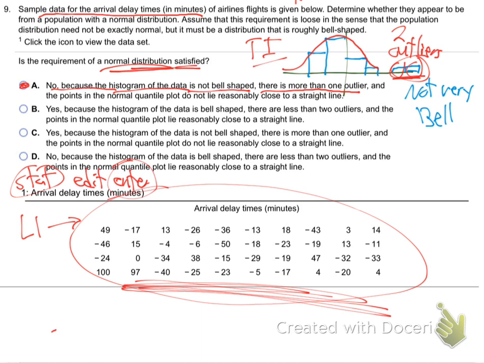And then not only that, there's one more way to test. Let me give you the second way. I mean, that's good enough. That tells us it's not truly bell. This group of data is not truly normally distributed. It's not bell-shaped. But then there's a second way. The points in the normal quantile plot. Now, how do you get that?